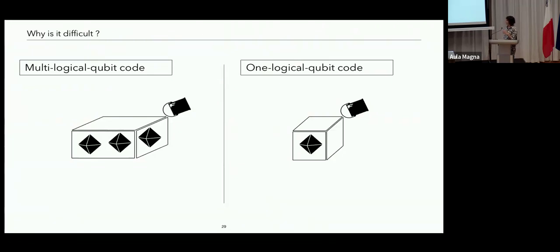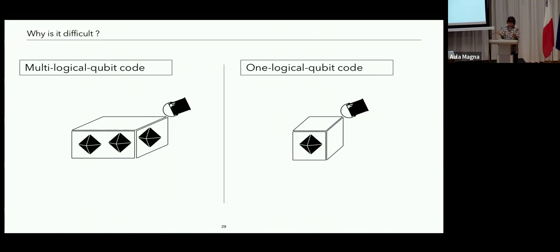But actually, I think it's very important to appreciate what the real difficulty is of having transversal gates in a code that encodes more than one logical qubit. So let's suppose that your code is a box. You have a code with one logical qubit, like the planar code. So you take your box and you protect your qubit, this octahedron here, and you put it in a box. On the other side, you have codes with more than one logical qubit, and you put, say, 3 in the same box.